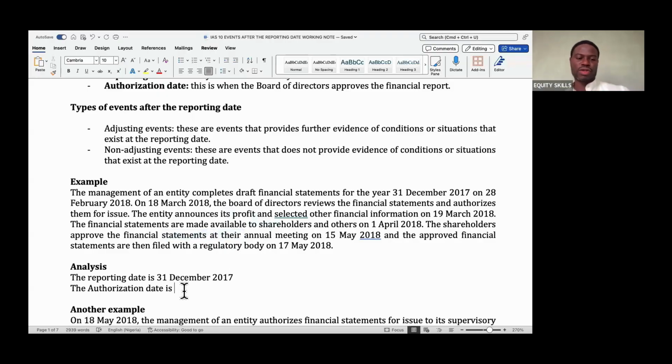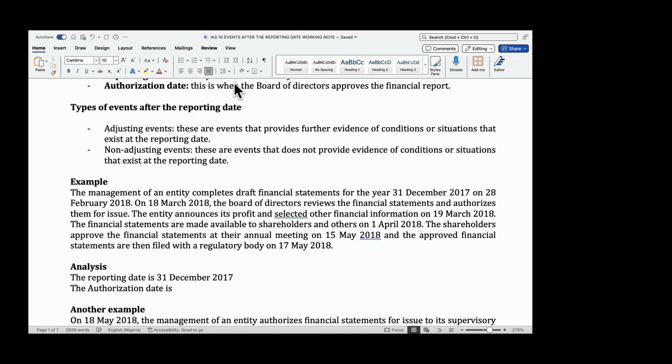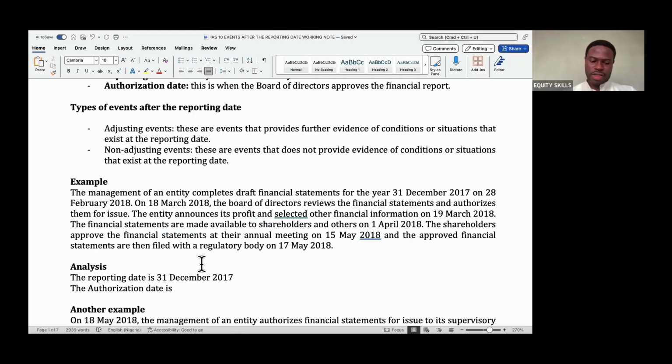Based on my explanation of authorization dates, can anyone tell me what the authorization date is among all these dates? 18th March 2018. Fantastic. Thank you very much. It's as simple as that. It's when the directors approved it, when they authorized it for issue.